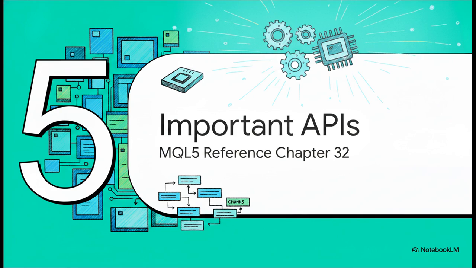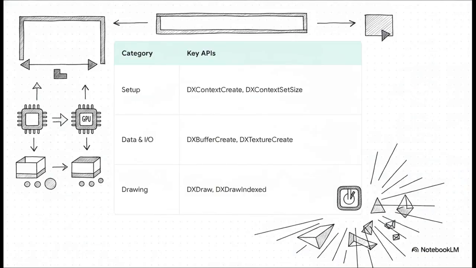Okay, part 5, important APIs to know. Let's chunk the massive API list from Chapter 32 into a few digestible categories. We can separate your toolkit logically into 3 main areas. First up, your setup functions, like DXContextCreate and DXContextSetSize. These define the boundaries and the very existence of your workspace.